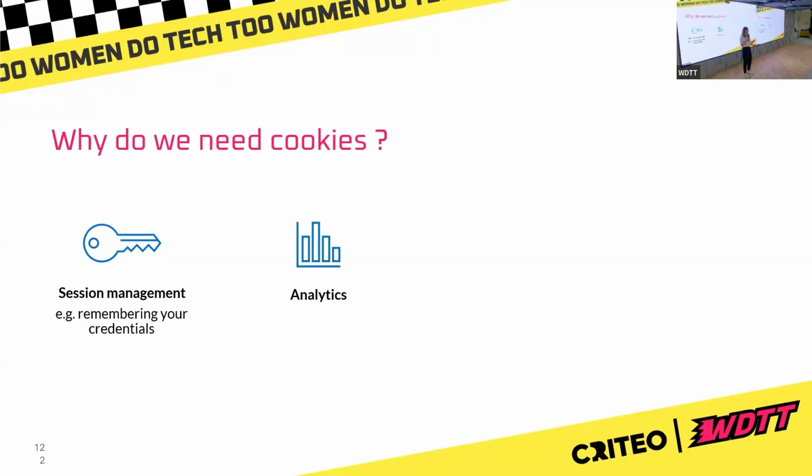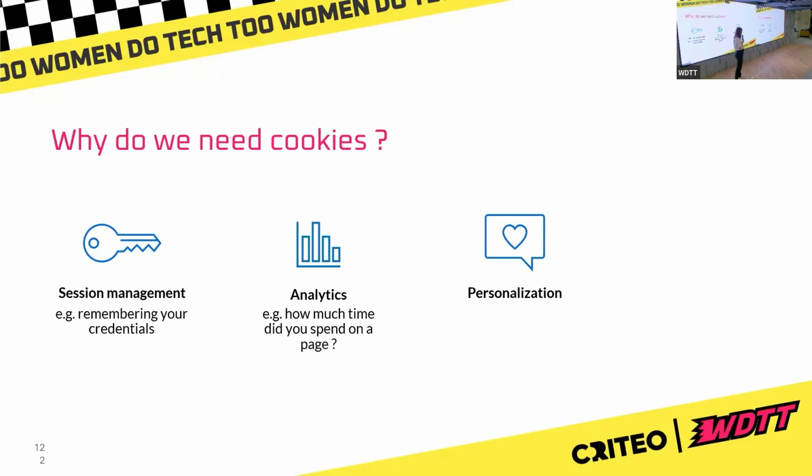The second one is for analytics. So it's more for developers like me. It's to know, for example, how much time you spend on a page, because maybe it's not very understandable, which pages are not visited a lot, and so on. Then you have the personalization. For example, remembering your language, or your theme, or I don't know. And then the last one is for advertising. It allows to track the user activity over multiple websites.